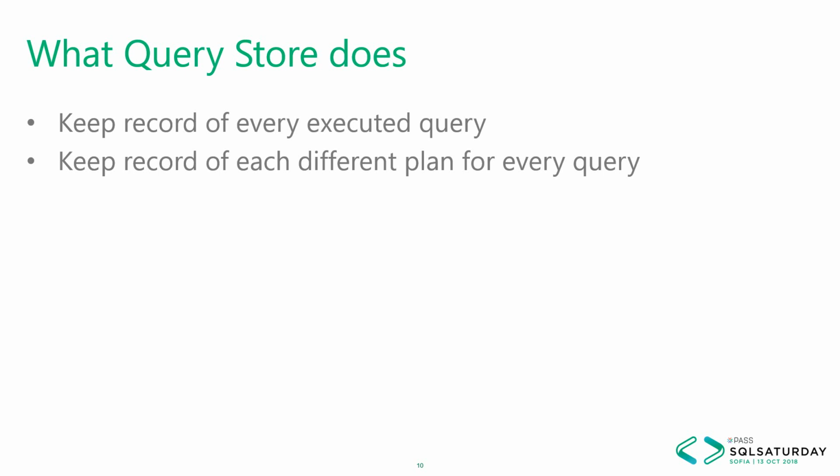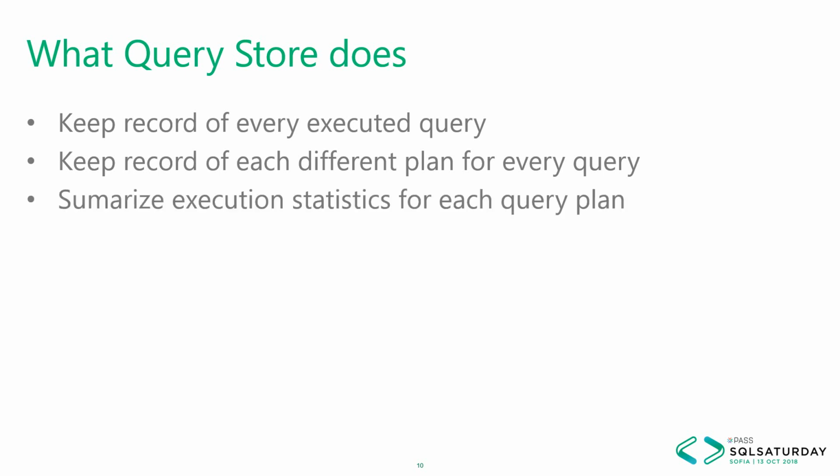So Query Store not only identifies the query but identifies that the same query is being compiled along the time and getting different plans, and keeps track of each plan the query is using along the time. Summarize execution statistics for each plan. So we will not only have the plans the query used, but information about the performance of that plan.